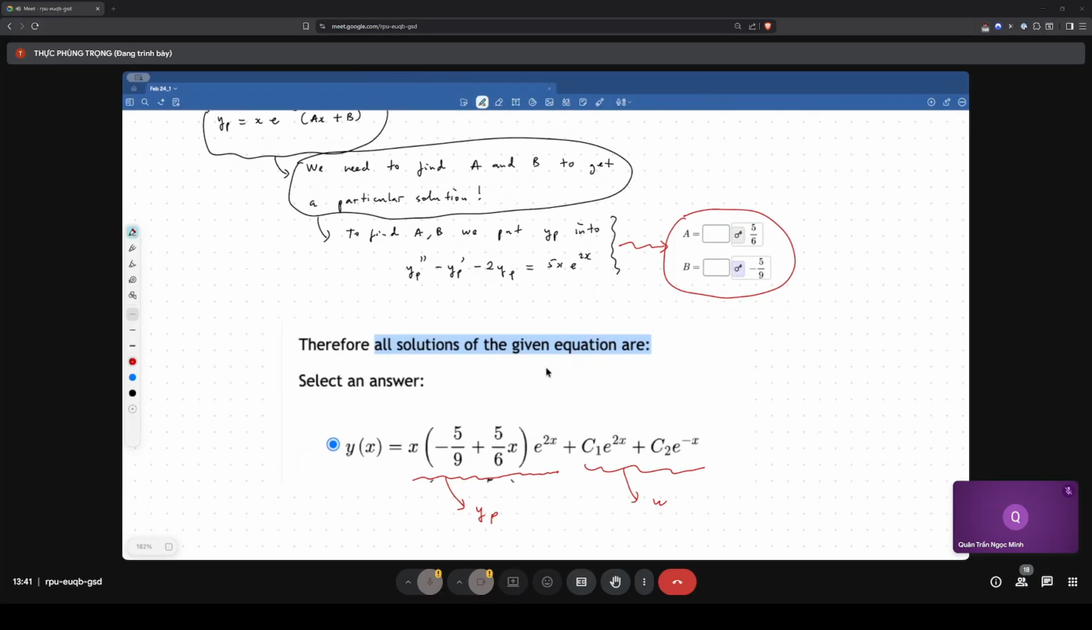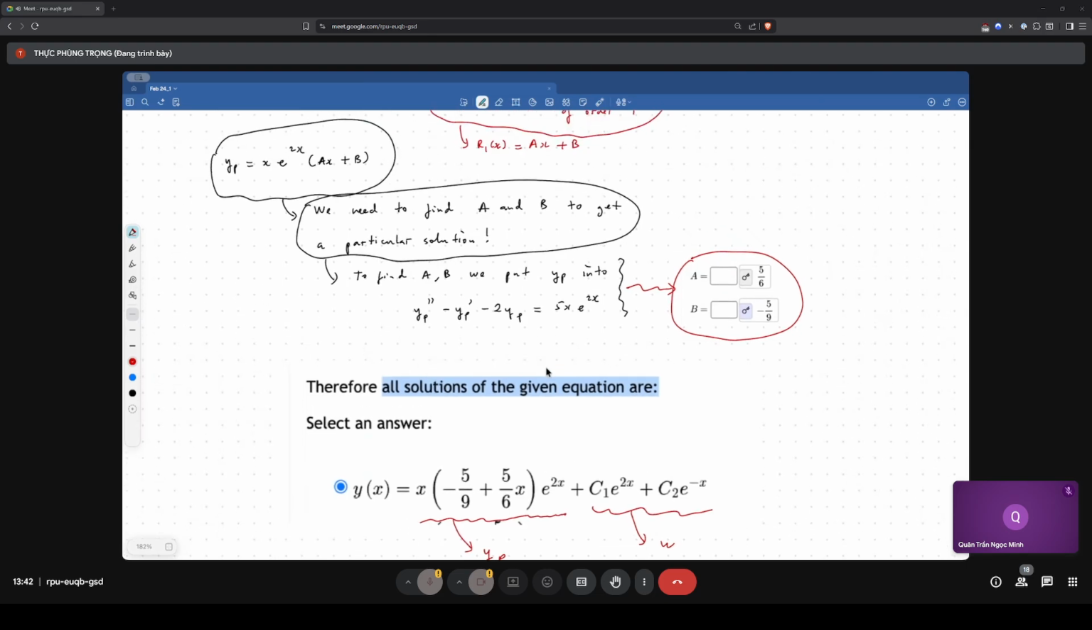All right, so that's one example. If you solve this question completely, it takes a lot of time because the main part right here is to find yp. In order to find yp, first you follow the formula and get the form. After you get the form, you need to put yp, the form, into the original equation to find all parameters A and B. And after that, you get all solutions.